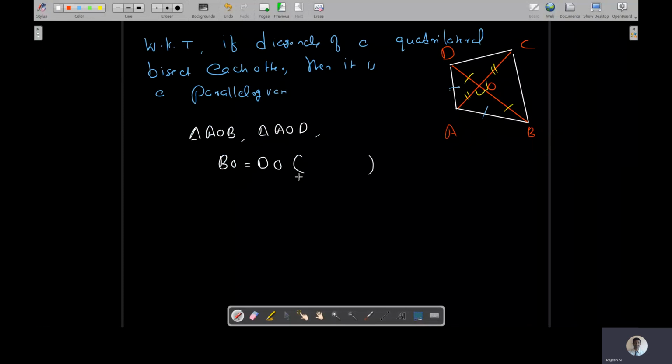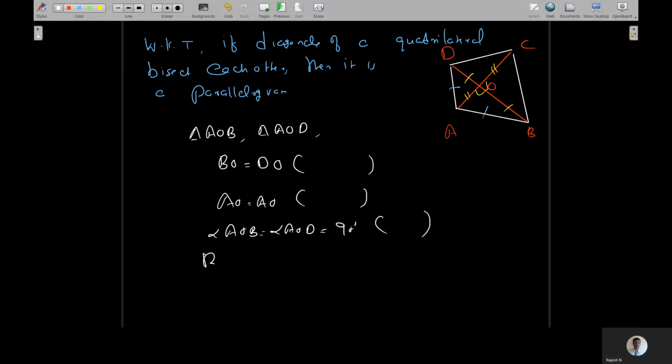BO is equal to DO. Why BO is equal to DO? Diagonals bisect each other is given. And AO is equal to AO. Why? Common. Angle AOB is equal to angle AOD is equal to 90 degree. It is given. Therefore, by which rule? By SAS congruence rule, triangle AOB is congruent to triangle AOD.